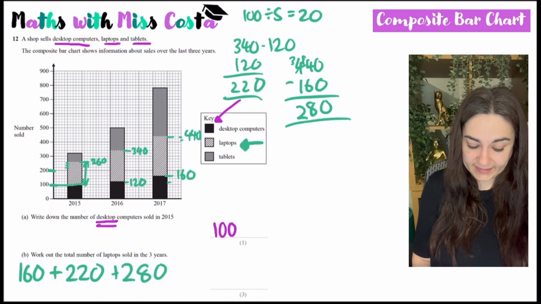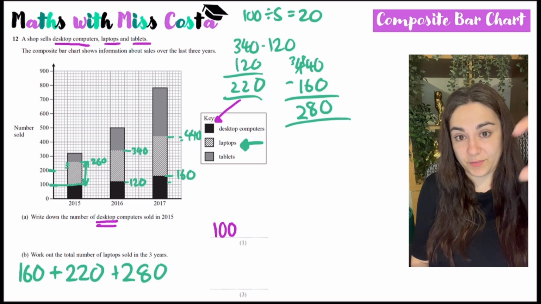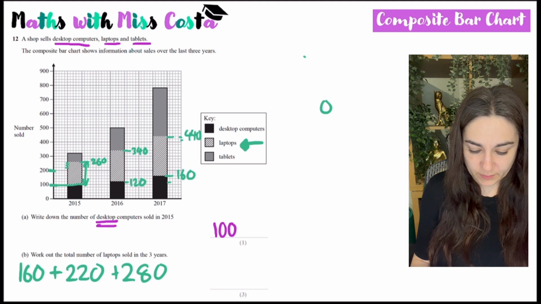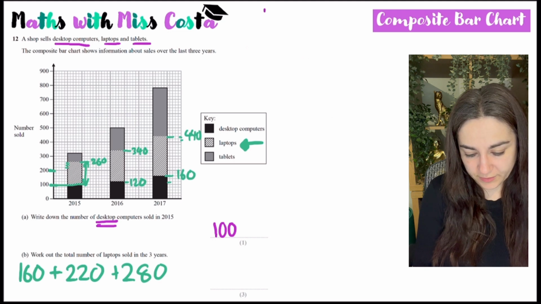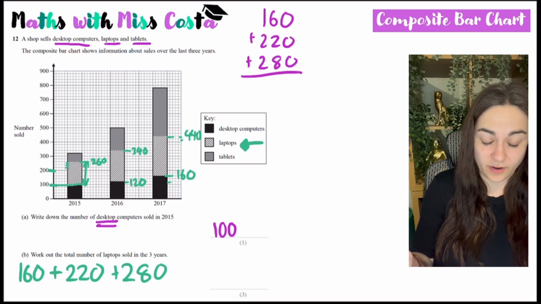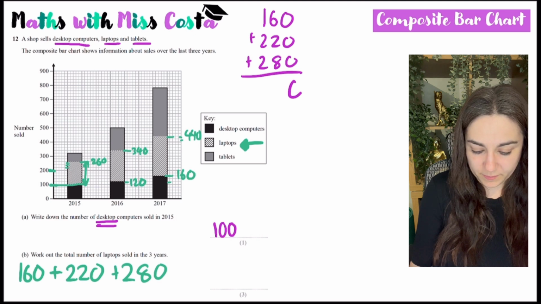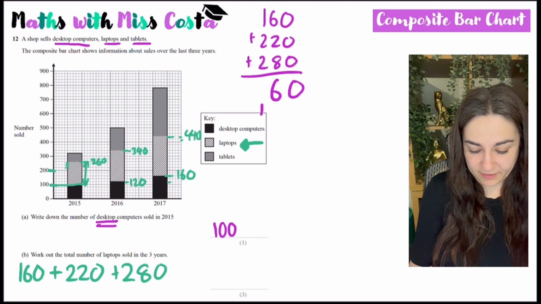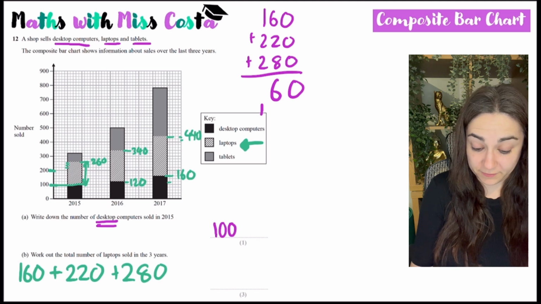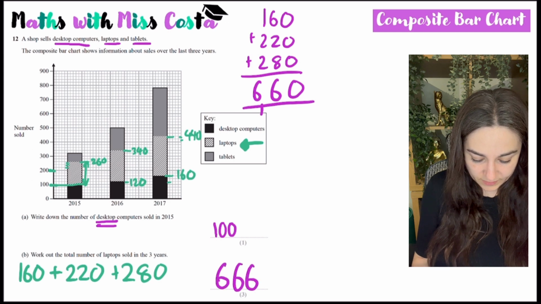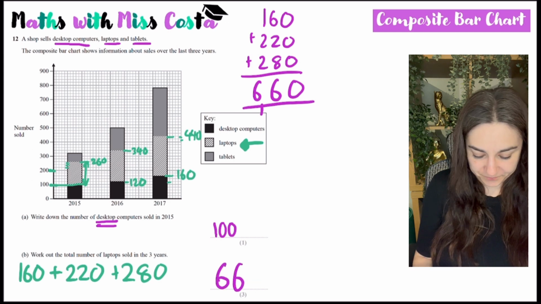So that's the amount of laptops sold in each of the years, and now I'm just going to have to add them together. So let's do some working out over here. You've got 160 plus 220 plus 280. Best way is to do it 2 at a time, but you can do 3 at a time. So that would be 0 plus 0 plus 0. 2 plus 8 is 10, plus 6 is 16, so I carry the 1. 2 plus 2 is 4, plus 1 is 5, 6, so that would be 660. Oops, 660.